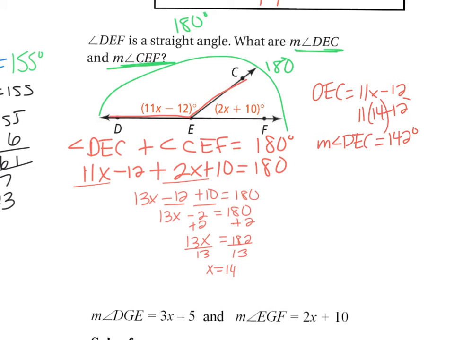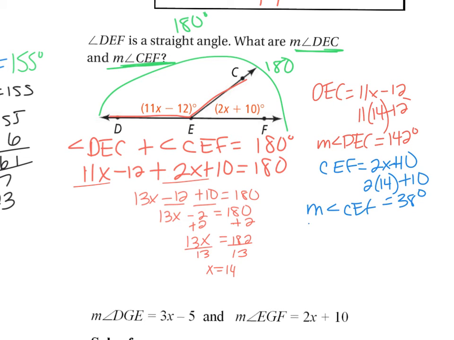All right, let's do CEF. So CEF is going to be 2x plus 10. We plug in that 14 for our x. So 2 times 14 plus 10 would be 38 degrees. So the measure of angle CEF equals 38. So we've got that answer, and we have our other answer. Good, we have our two answers.